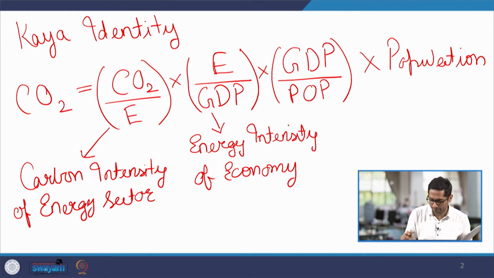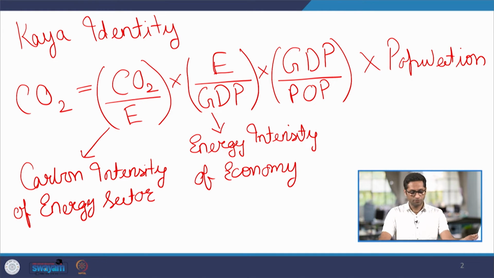So, let me repeat it again. The CO2 that is released by any country would be a function of the CO2 emissions per use of energy, the energy use per GDP, the GDP per population, and finally the population. So, as you see, the consecutive terms will cancel out each other, and what will be left finally is the CO2. Now, it might seem intuitive and quite trivial, but it has implications.